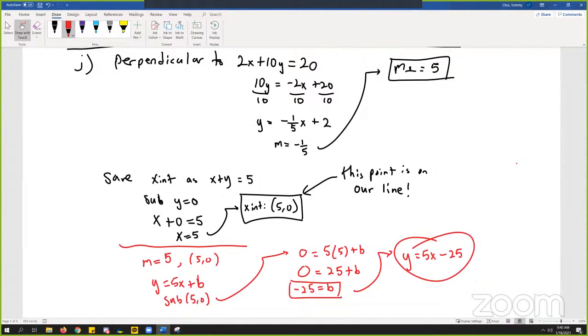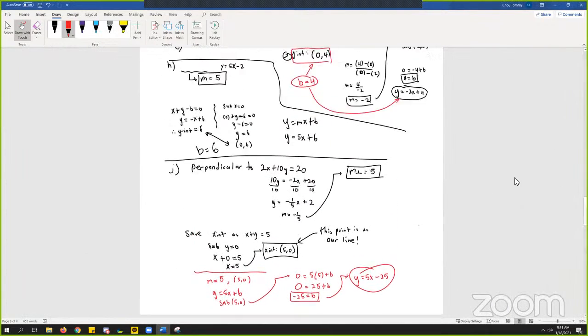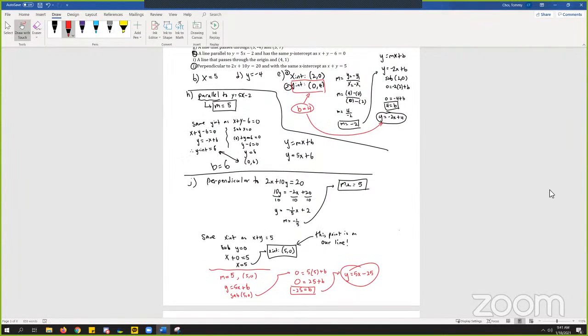Any questions on question J? Okay, so I'm going to zoom out now completely to show all of the answers for this page for questions B, D, E, H, and J. So these are once again all the answers for B, D, H, and J.